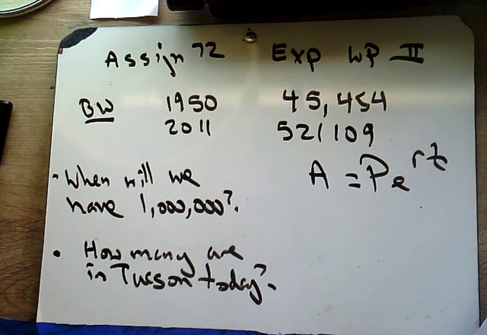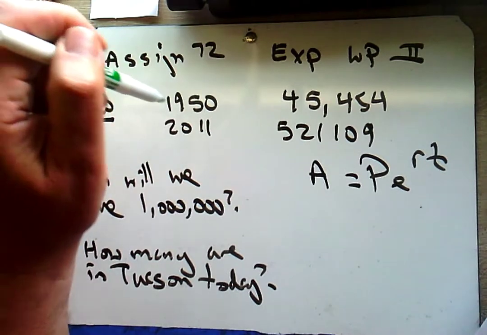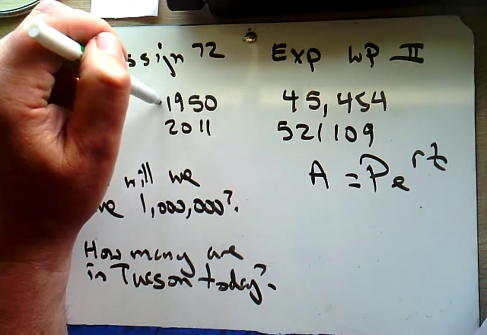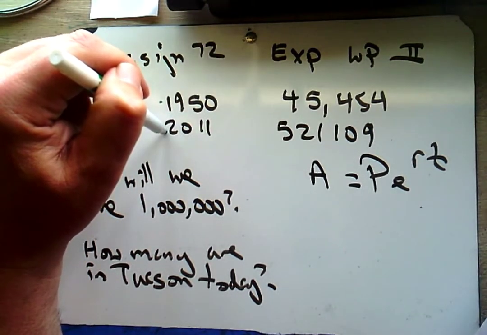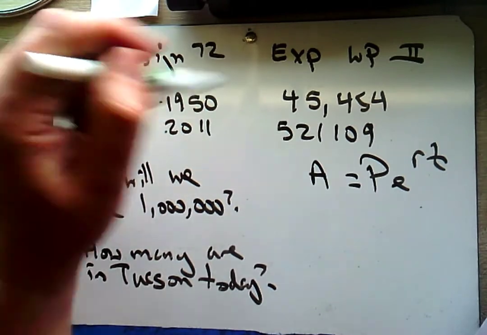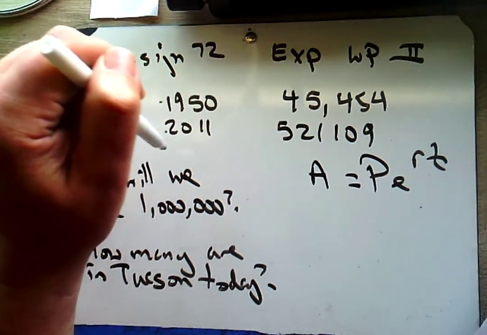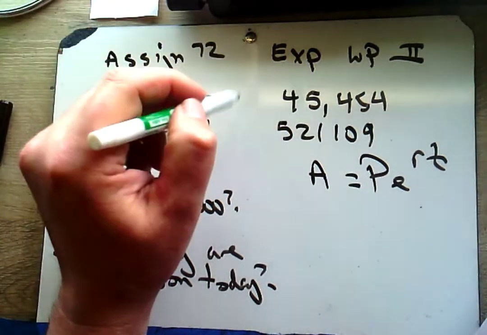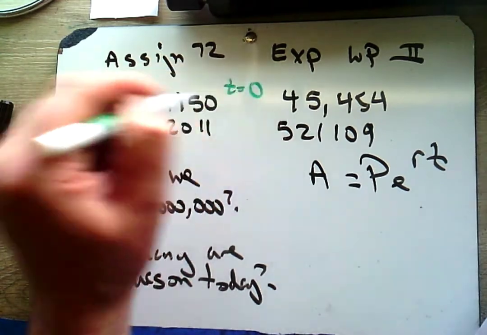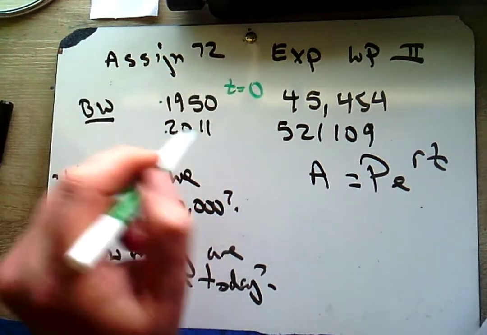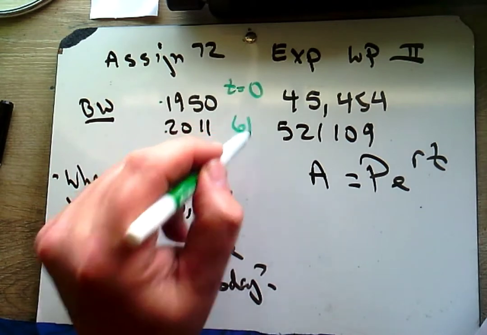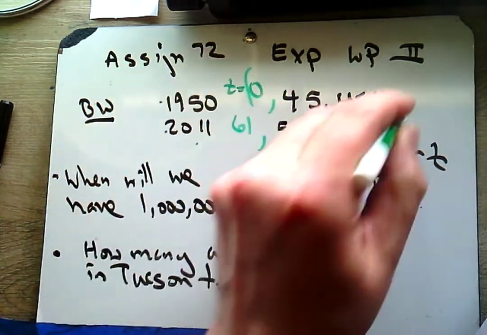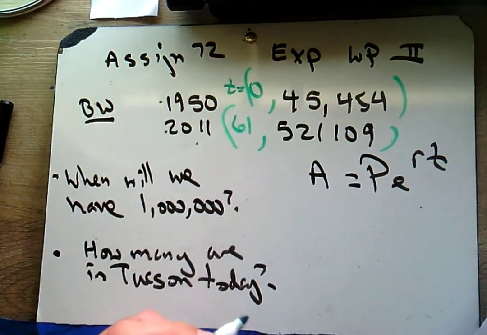Hey, welcome back. So my question is, did you leave this as 1950 and this is 2011? Because if you did, this is going to be a much harder problem. I'm happy to do it with you. But for me, I would say 1950 is t equals 0. And so this one is going to be t equals 61 for the purpose of having ordered pairs.